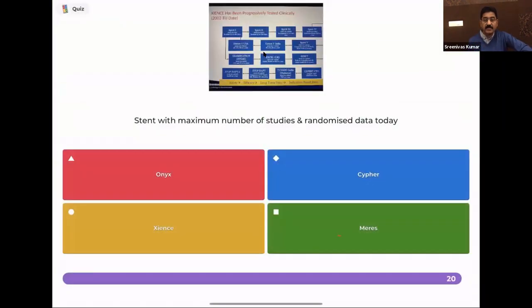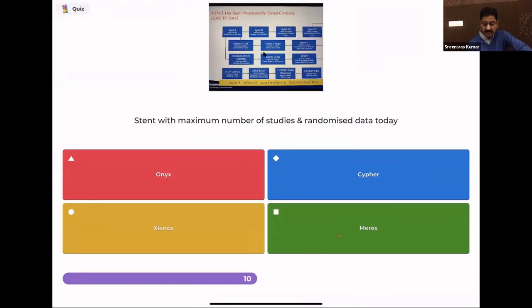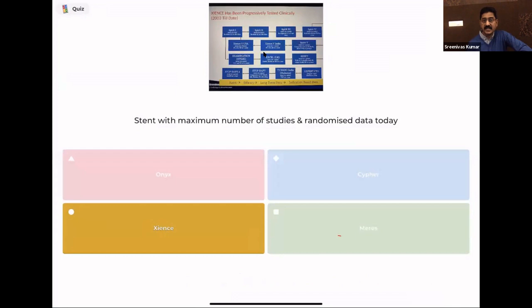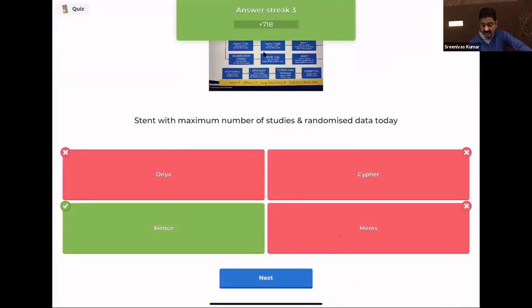Then, if you go by the stent with the maximum number of studies and randomized data available today, earlier it was Cypher, now I think Xience has the maximum number of studies available. Onyx follows next. And probably Mirus is the latest generation stent on the platform that has come. We need more studies with it.